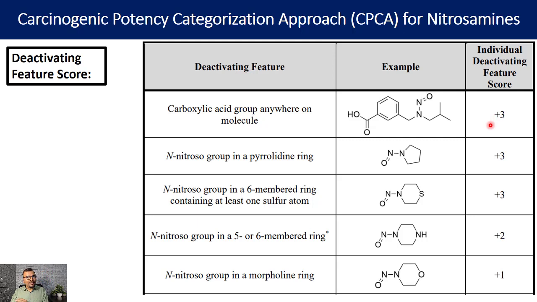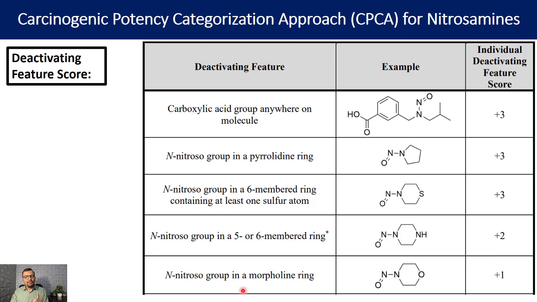You must have seen the 1 to 5 categories. Category 1 stands for highly potent nitrosamines and category 5 stands for the least potent nitrosamines. So this plus 3 is going to increase the potency score, making our nitrosamine least potent. Again, the presence of a pyrrolidine ring is also going to decrease the potency, and plus 3 is the number. The N-nitroso group in a 6-membered ring containing at least one sulfur atom is also going to deactivate or decrease the potency, and plus 3 is the deactivating score. A nitroso group in a 5 or 6-membered ring is also going to help decrease the potency of the nitrosamine, and plus 2 is the score.